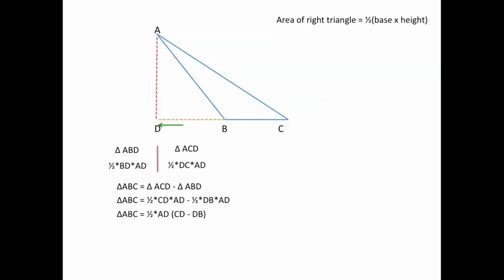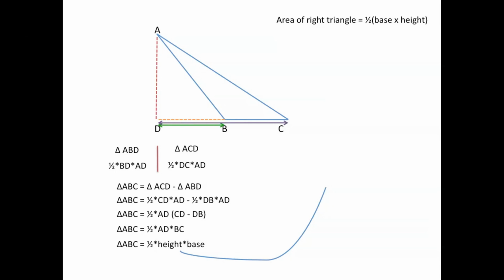Now if you notice, line BD is this one, and line CD is this one. So when you subtract them, you're only left with half times AD times BC. And even in this situation, AD represents the height of our triangle ABC, and BC represents the base. So again, its area can be represented as half times its height times the base, which is the same thing that we have here. So this shows that regardless of whether you have a right angle triangle, an obtuse triangle, or an acute triangle, the area will always be half times its base times its height.